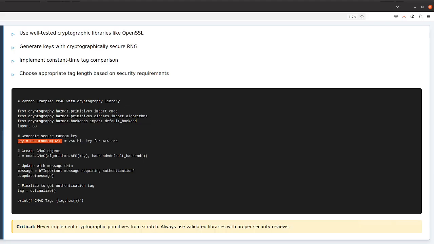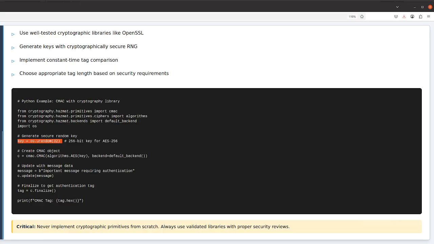Consider the performance implications of your implementation. If using software implementations, profile the code to identify bottlenecks. If hardware acceleration is available, ensure your library is configured to use it. In high-throughput scenarios, consider batching operations or using parallel processing where possible.